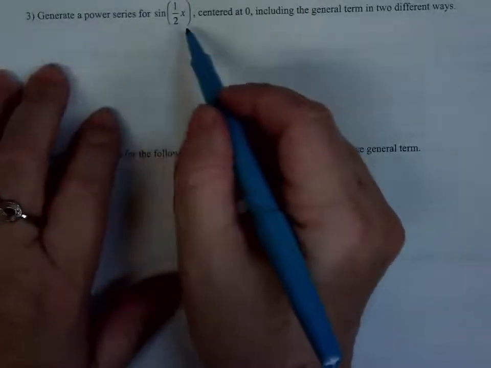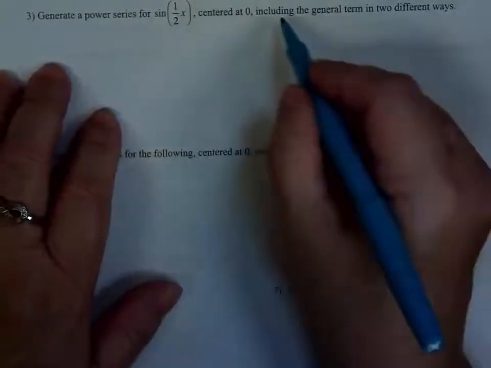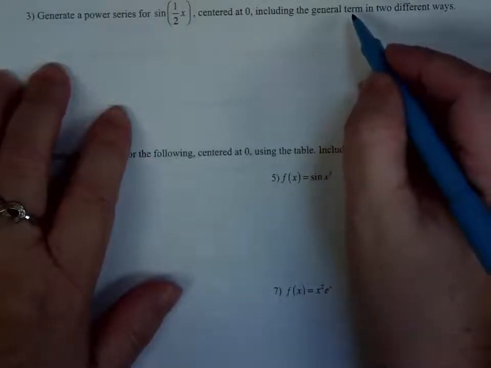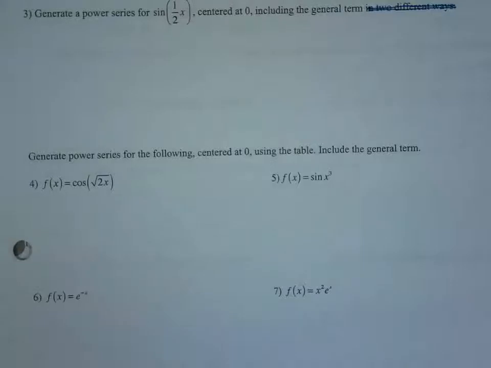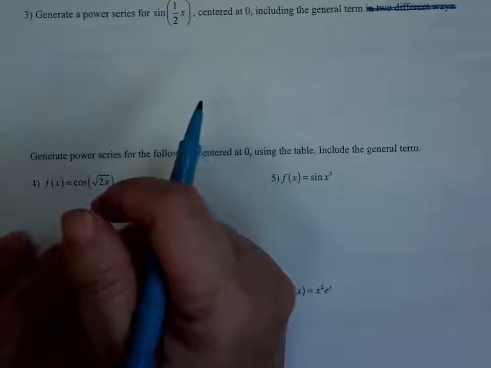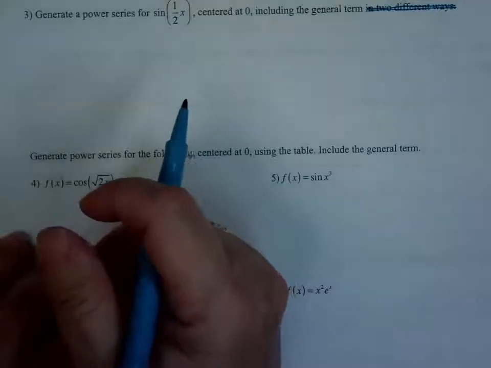It says generate a power series for sine of 1/2 x centered at 0, including the general term. That's the nth term. It says to do it 2 different ways. We're not going to do it 2 different ways. We're going to do it just one. Okay? So, take your flip book and copy down what sine's pattern is.